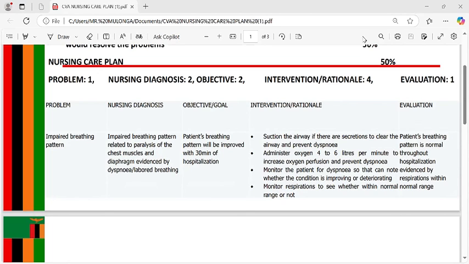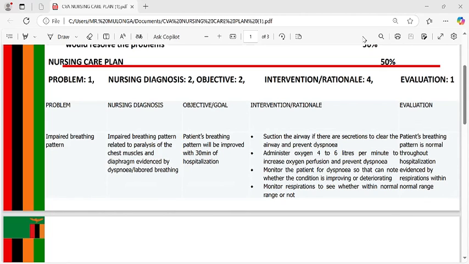Because our patient is not breathing properly, because they have dyspnea, we are going to use that dyspnea as a nursing problem. Our nursing problem for dyspnea will be called impaired breathing pattern. Why is it called impaired breathing pattern? Because our patient is not breathing properly or is having difficulties in breathing.